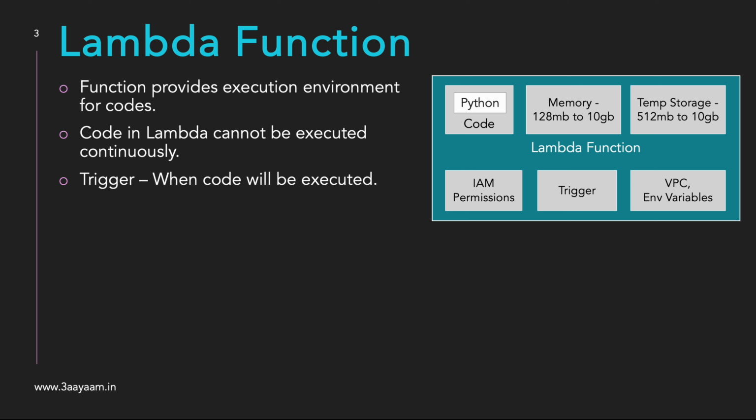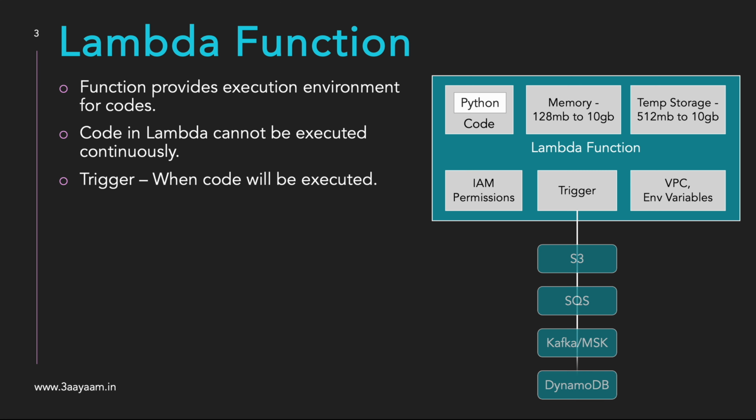Whenever an event happens, that is the trigger, and then the code would be executed. The code is the one that you have uploaded or given to the Lambda function. And these are the different triggers which are available in Lambda for data engineering. Of course, there are a lot of other triggers which are available, but those are not relevant for data engineering.